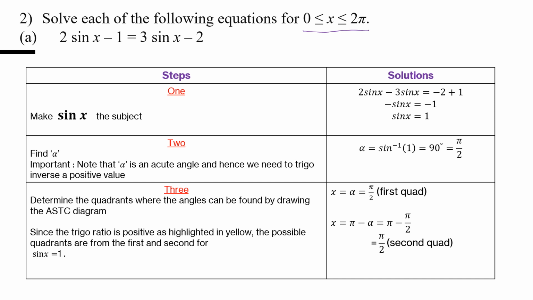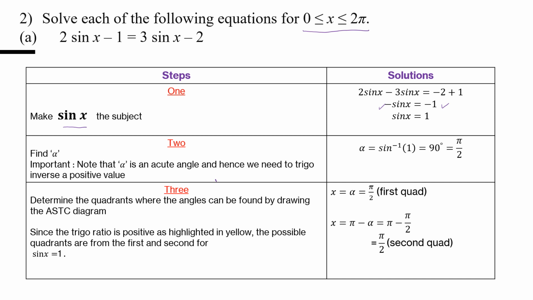Step number 1, you have to make sine x the subject. As I've demonstrated here on the solution, we group all the sine x together. So 2 sine x minus 3 sine x will give us negative sine x. Negative 2 plus 1 gives you negative 1. Then you divide both sides by negative 1. If you divide both sides by negative 1, you end up with sine x equals to 1. So that's step number 1.